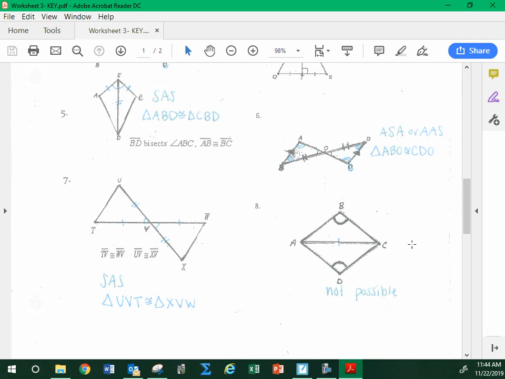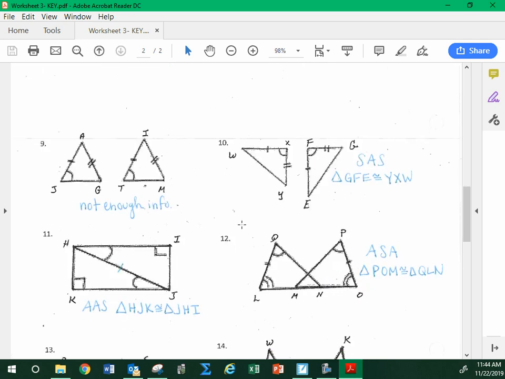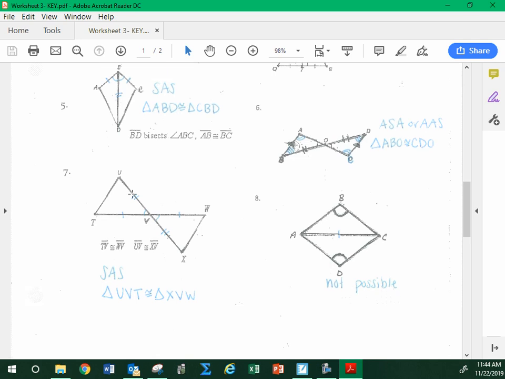All right, questions on our bottom ones? How is 7? What did you say? 7 is side, angle, side. Yeah, so the vertical angles. They gave us those words, and then we filled in the vertical angles.